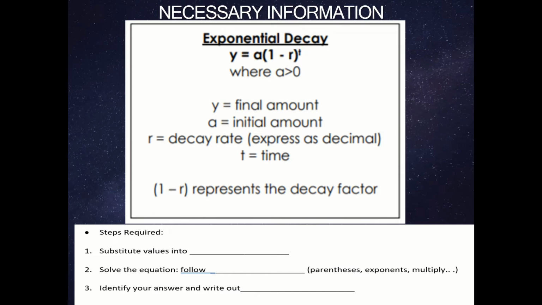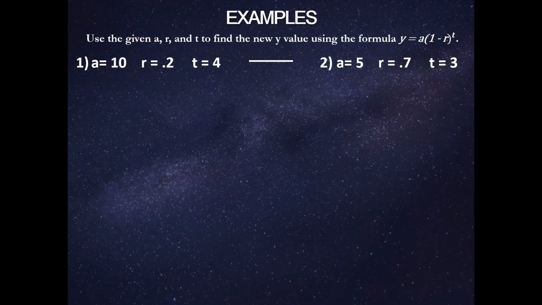Now, Mr. Pratt, what are the steps required to solve these? Well, I'm glad you asked. They're the same as last time. You substitute some values into an equation. You then solve the equation by following the order of operations, and then identify your answer and write it out appropriately. So let's look at a couple examples.